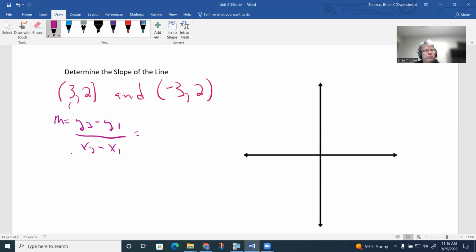So I have this point 1, this point 2, excuse me. So my formula says to go 2 minus 2. And then we have -3 minus 3. So on the top, we have 0. On the bottom, we have a -3 and a -3, which makes a -6.